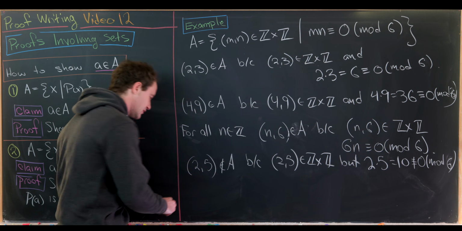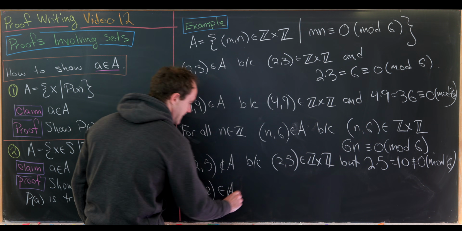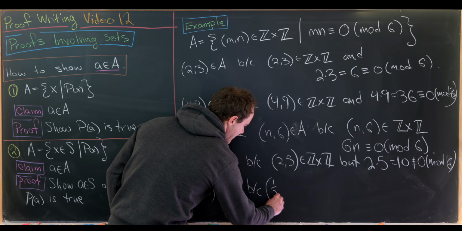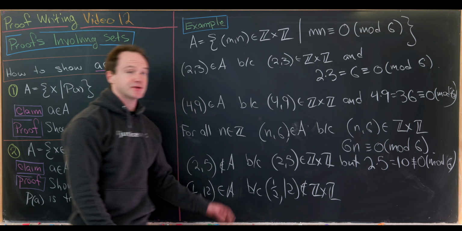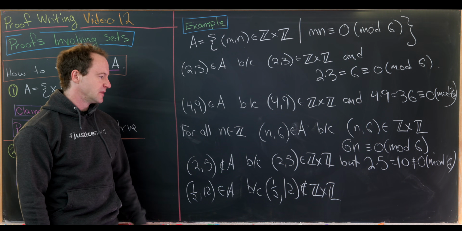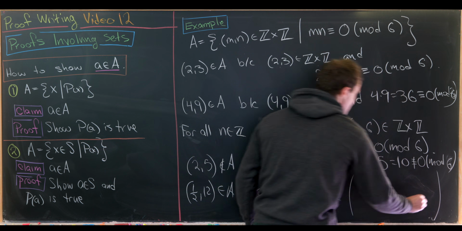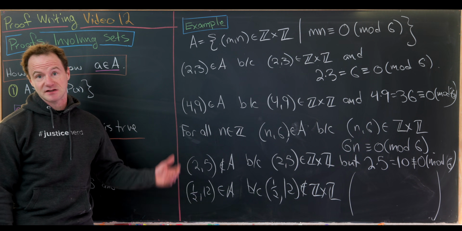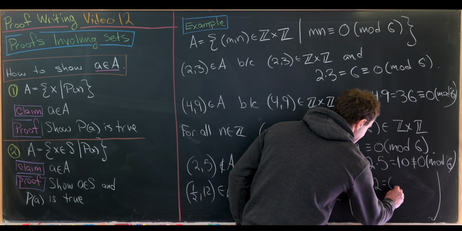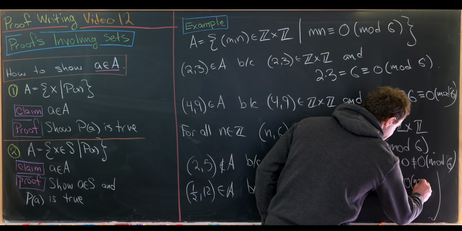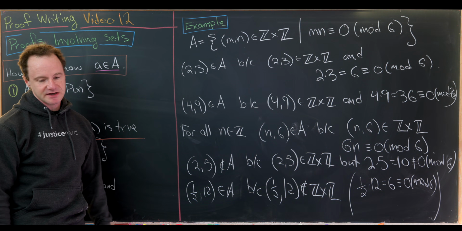We could do another example. Notice (1/2, 12) is not inside of A, and that's because (1/2, 12) is not inside of Z cross Z. So it's not even within the universal set. But that being said, it does satisfy the condition, which is kind of interesting. I'll put that in quotes. We wouldn't actually check that because we don't get past the first door in this case. Notice that 1/2 times 12 is equal to 6, which is congruent to 0 mod 6. So it satisfies the stricter condition, but not the opening condition.